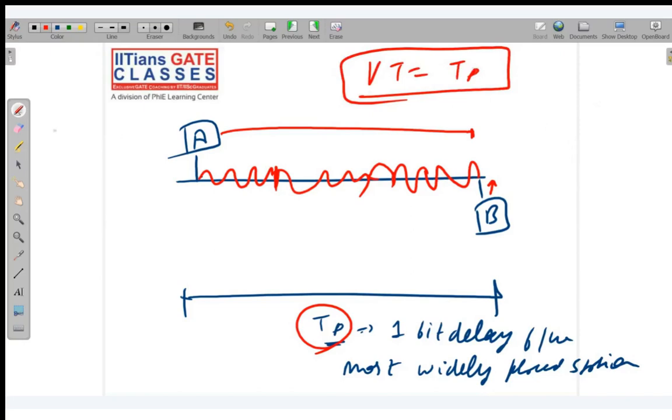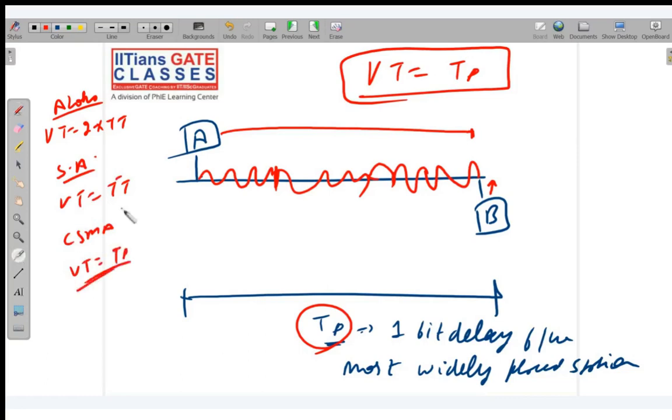So in ALOHA, the vulnerable time was twice the transmission time. In slotted ALOHA, the vulnerable time was the transmission time, but in CSMA, the vulnerable time is the propagation time only. I think you have got it now. So TP is the time in which collision can take place.